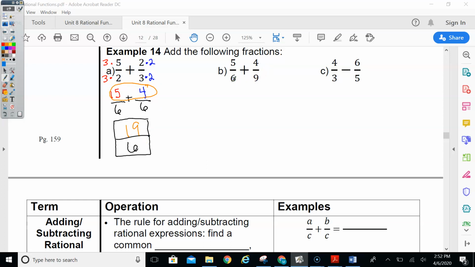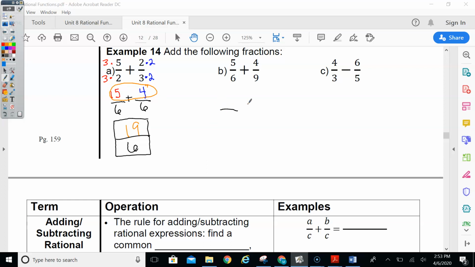again, we need common denominators. Now it helps to make it the least common denominator, but really it doesn't have to be. You're welcome to multiply opposite denominators, this one by 9 and this one by 6. It's not going to be the least one, but it's going to be a common one. You might have to reduce in the end.